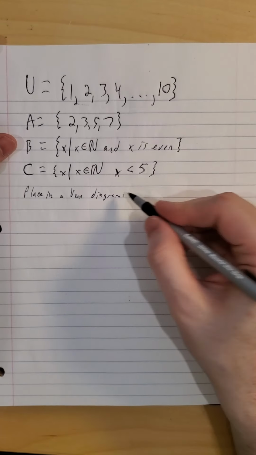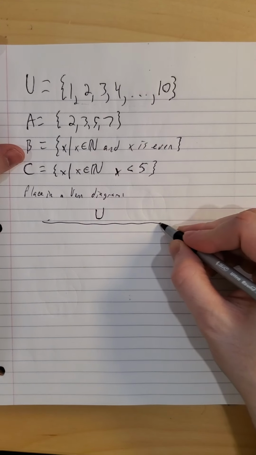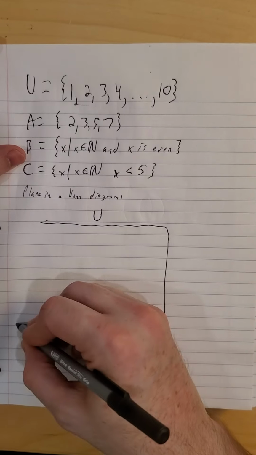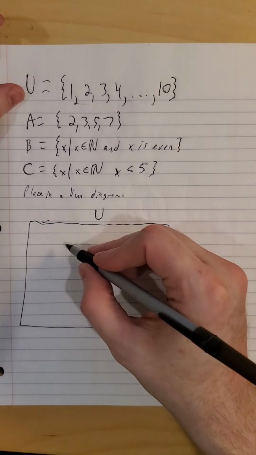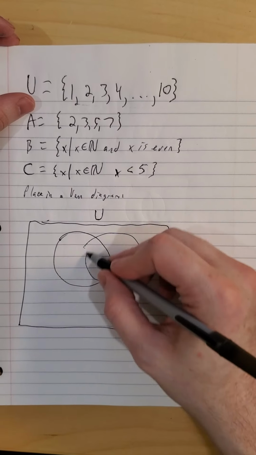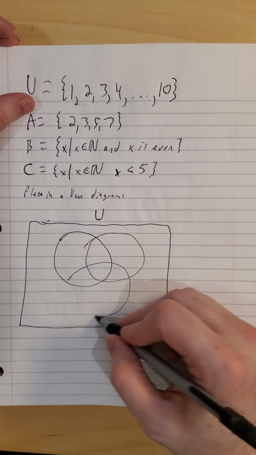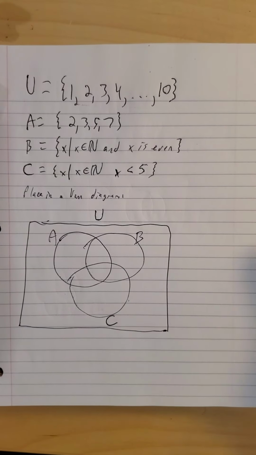So we'll just start there. Place in a Venn diagram. So here's our universal set, as always represented by a rectangle. With 3 sets, I tend to draw my rectangles a little bit taller. And here's our 3 overlapping subsets, A, B, and C on the bottom.